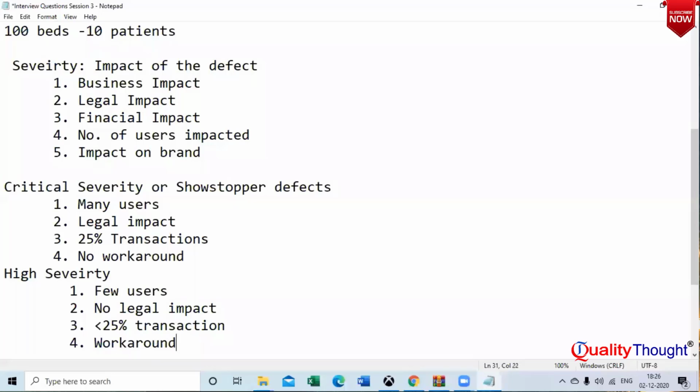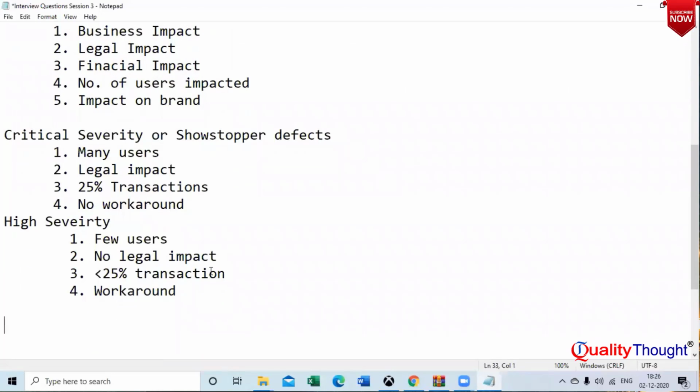Let me give a simple example to understand what a workaround is. Say you have a login functionality. Login with Gmail is one option, login with user ID and password is another option, and login with Facebook is another. So we have three options. If all three options fail, that means no workaround.